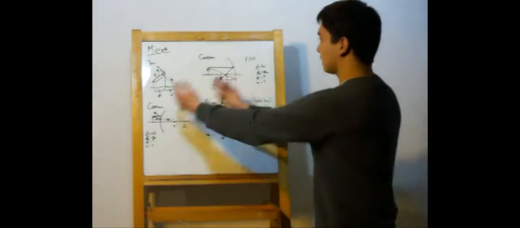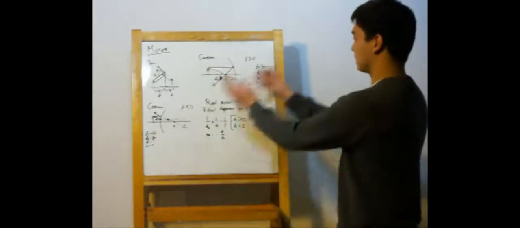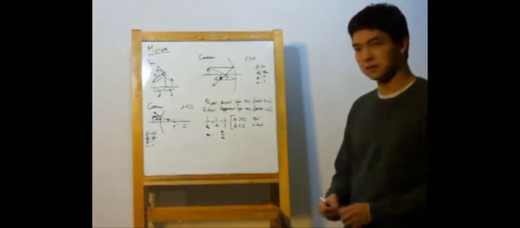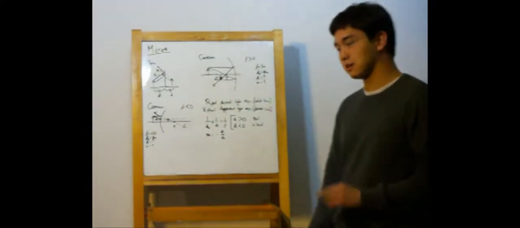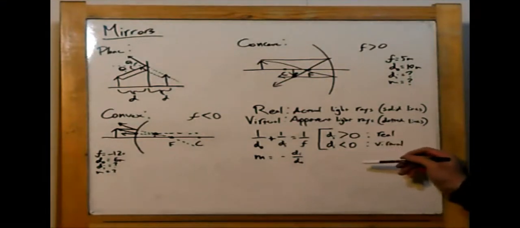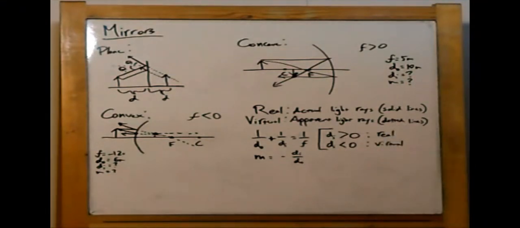Okay, so let's get into the numbers. First off, everything to the left of the mirror is going to be considered positive. Everything to the right of the mirror is going to be considered negative. True for both concave and convex mirrors. So, neat little cheat you can use. If you have an image distance that is positive, you have a real image. If you have an image distance that is negative, it's going to be a virtual image.